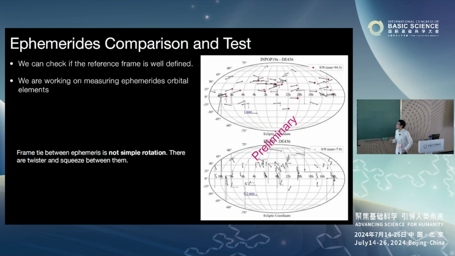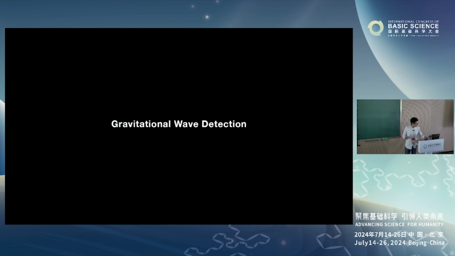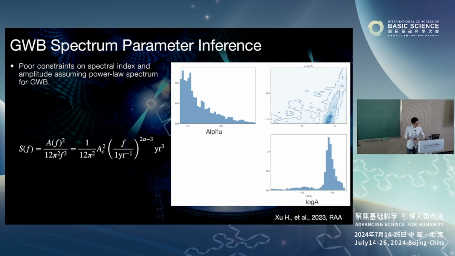And another thing that we can do using the timing data is that we can use the pulsar timing data to test the solar ephemeris. We just use the timing data to check the difference between the different solar system ephemerides, and we found that between these ephemerides there are some systematic differences, such as rotation or squeeze or twist. And in the next section, I will talk about what results we have got from gravitational wave searching.